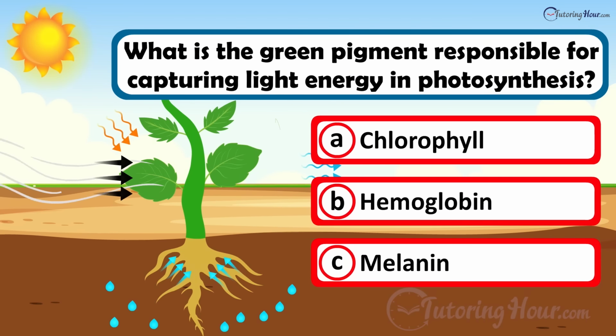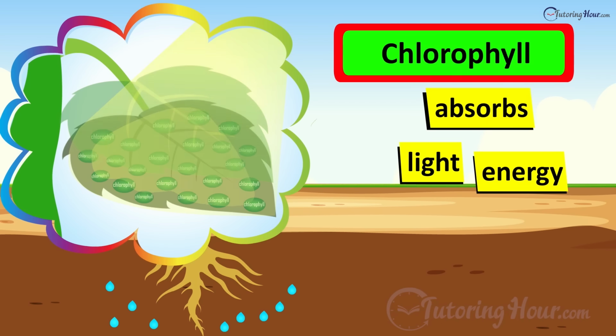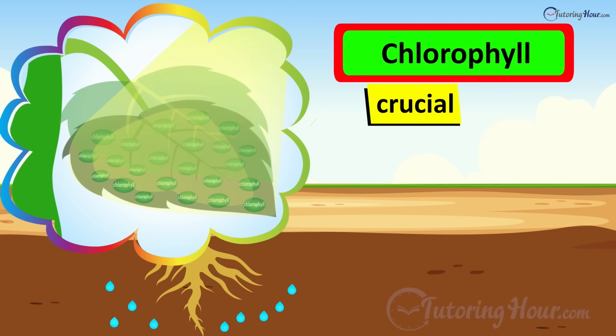The correct answer is chlorophyll. Chlorophyll absorbs light energy, primarily from the sun, which is crucial for photosynthesis.